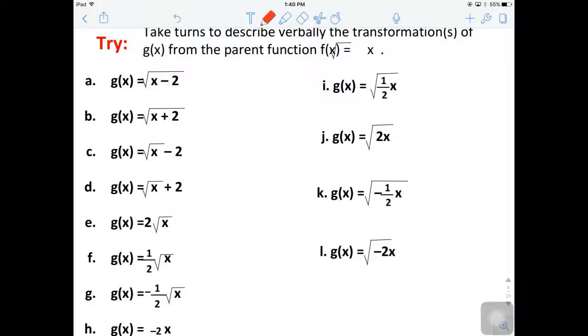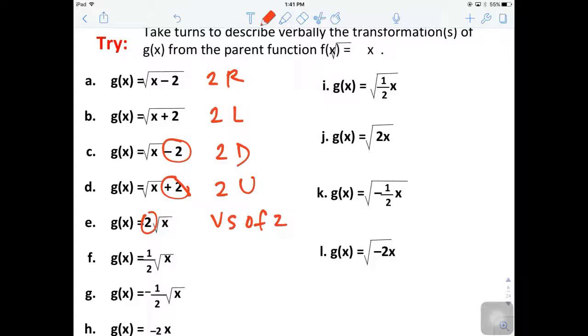So quickly, x minus 2 means just 2 to the right. X plus 2 means 2 to the left. Minus 2 outside is 2 down. And then plus 2 means 2 up. And then 2 outside is just a vertical stretch of 2. And then 1/2 outside is a vertical compression factor of 1/2.